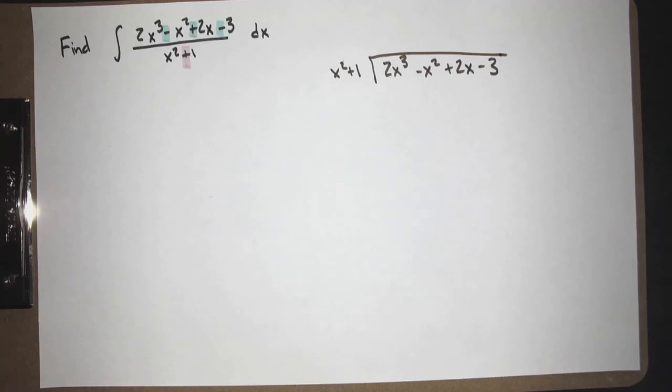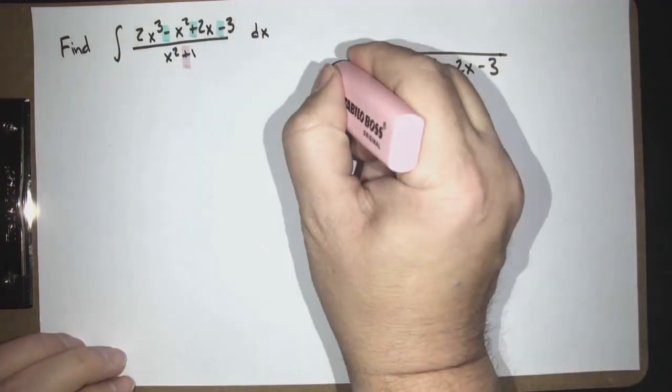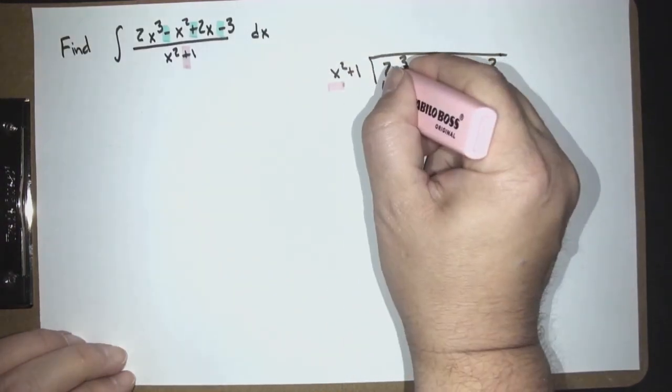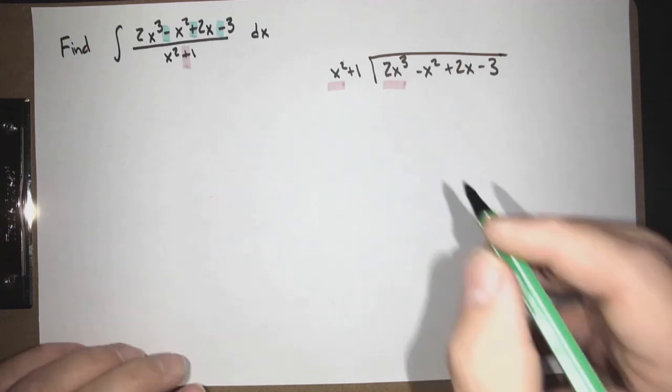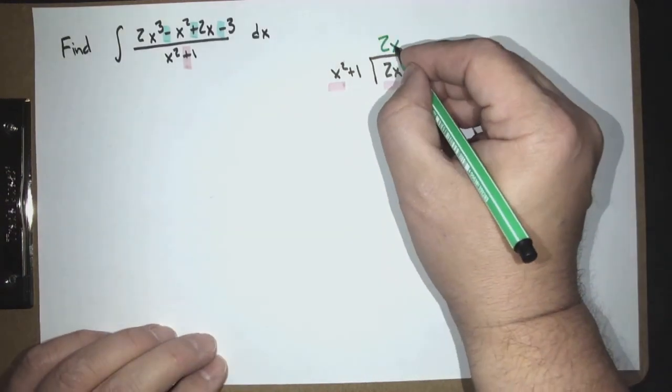All right. Now, how do you handle this? The thing is, you don't have to worry about most of the terms. You only focus on the leading terms. So look at the leading terms. Currently x squared and 2x cubed. Ask yourself the question, what do I have to multiply x squared by to get 2x cubed? 2x. That wasn't a hard question. So, okay, we write 2x.